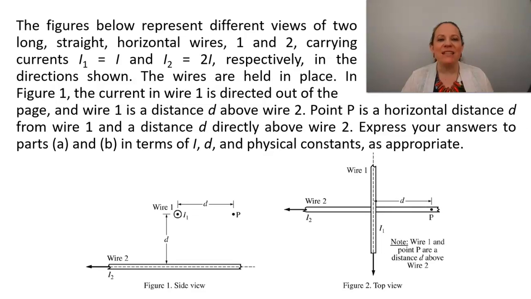The figures below represent different views of two long, straight, horizontal wires, 1 and 2, carrying currents I1 equals I and I2 equals 2I, respectively, in the directions shown. The wires are held in place. In figure 1, the current in wire 1 is directed out of the page, and wire 1 is a distance d above wire 2. Point P is a horizontal distance d from wire 1, and a distance d directly above wire 2. Express your answers to parts A and B in terms of I, d, and physical constants as appropriate.